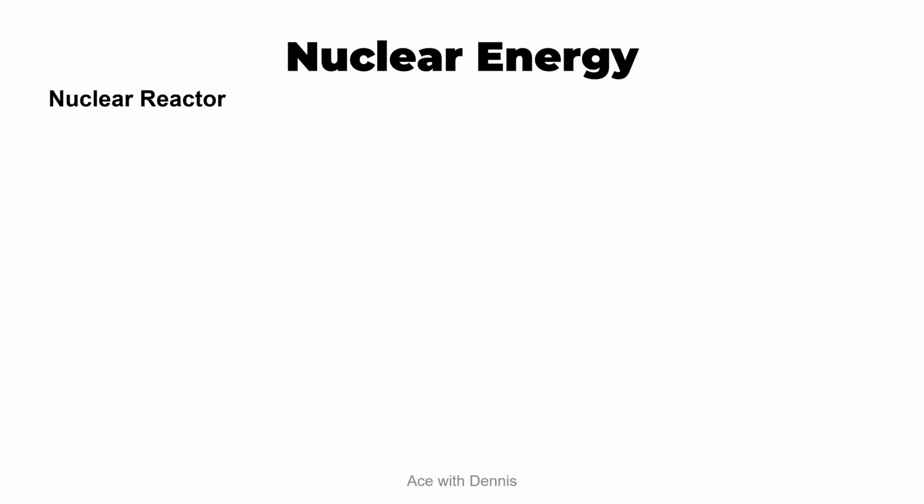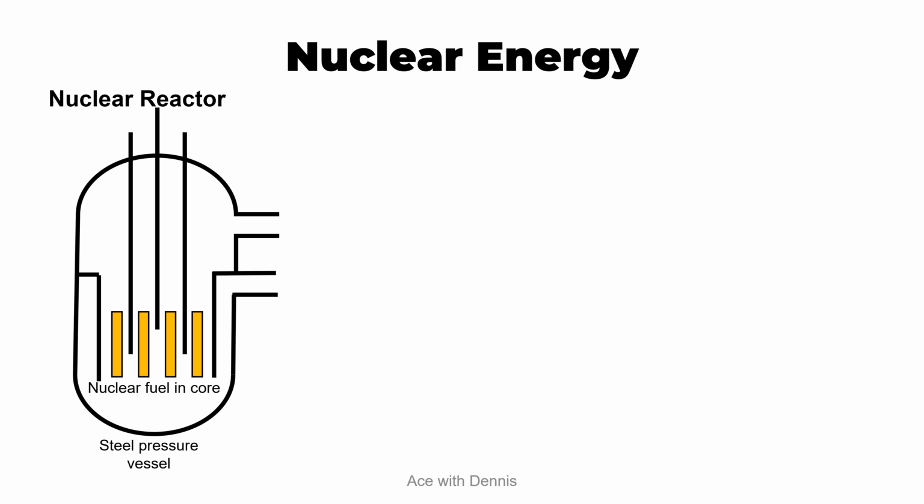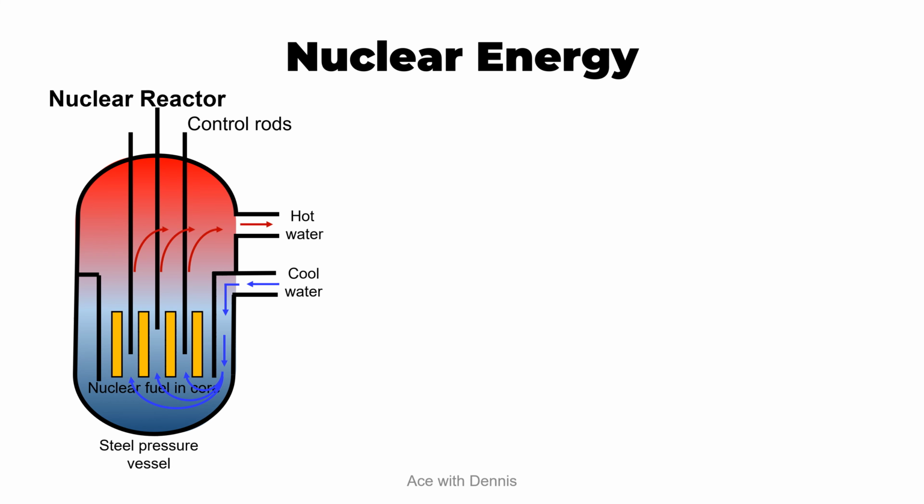We start with learning the structure of a nuclear reactor. So here is how it looks. This is the steel pressure vessel. Inside this steel pressure vessel, we have nuclear fuel in the core. In between the nuclear fuel in the core, we have control rods. Cool water will flow into the steel pressure vessel, cool down the nuclear fuel in the core, and flow out as hot water. So here are the functions of the structure.